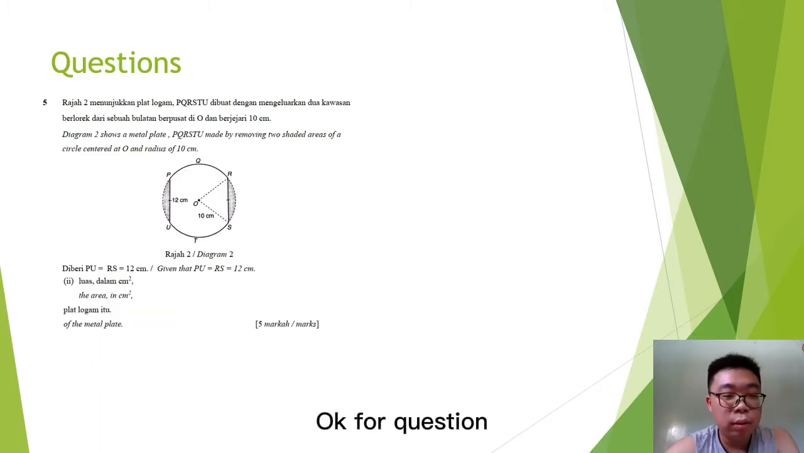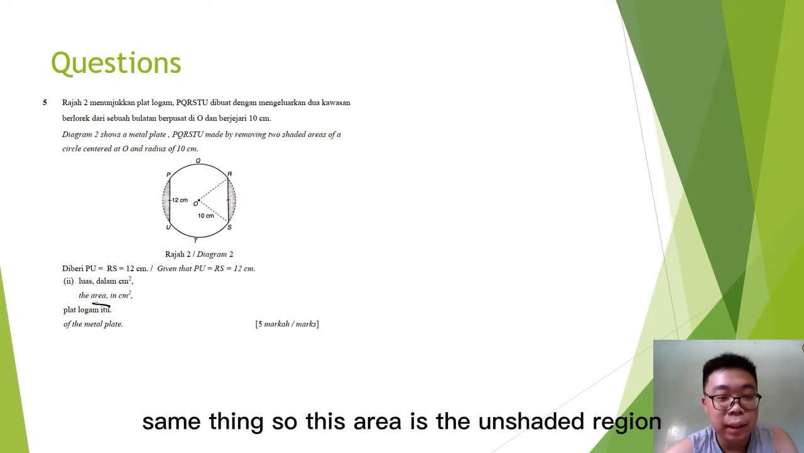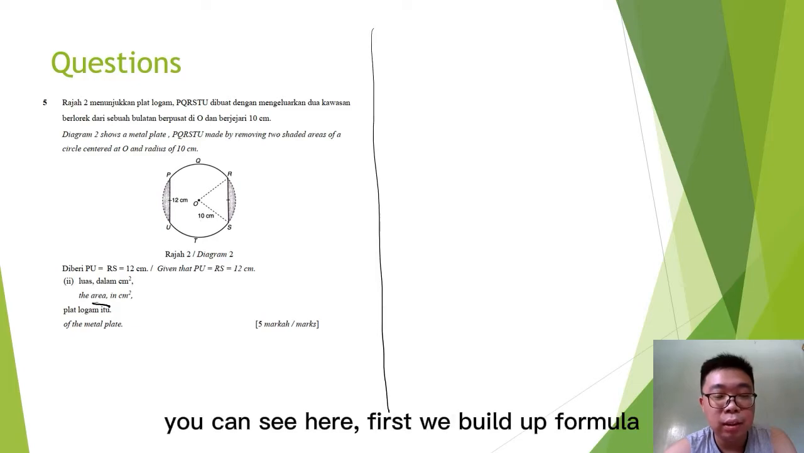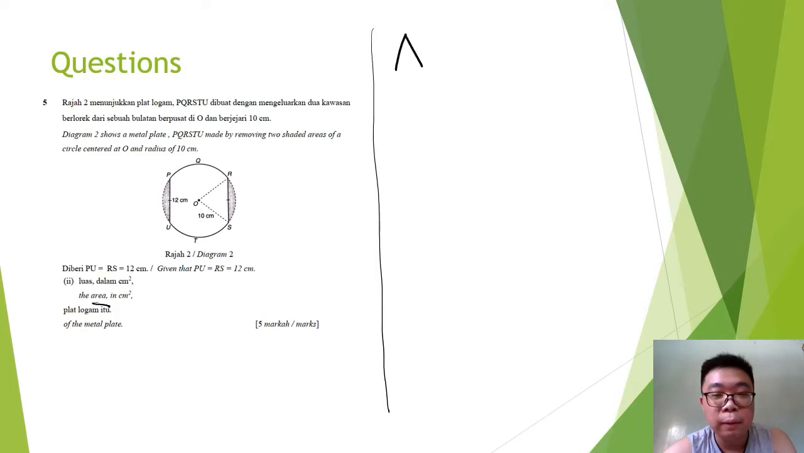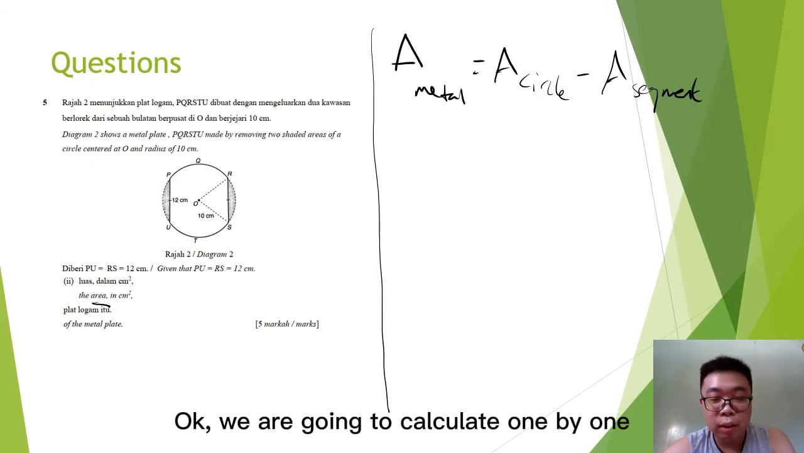Okay, for question B2, we are going to calculate the area. Same thing, this area is the unshaded region. So we are going to calculate this area. You can see here, because we built our formula, area of the metal plate is equal to area of this circle minus area of segment. Okay, we are going to calculate one by one.